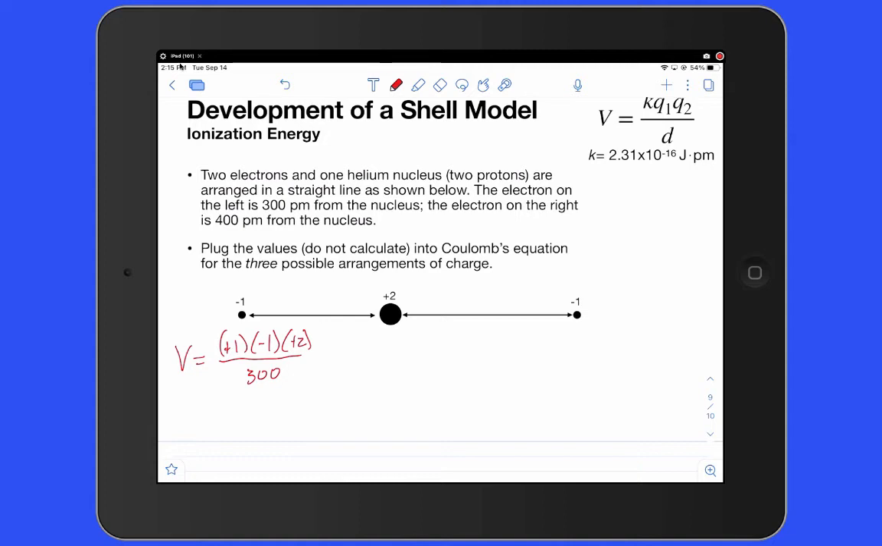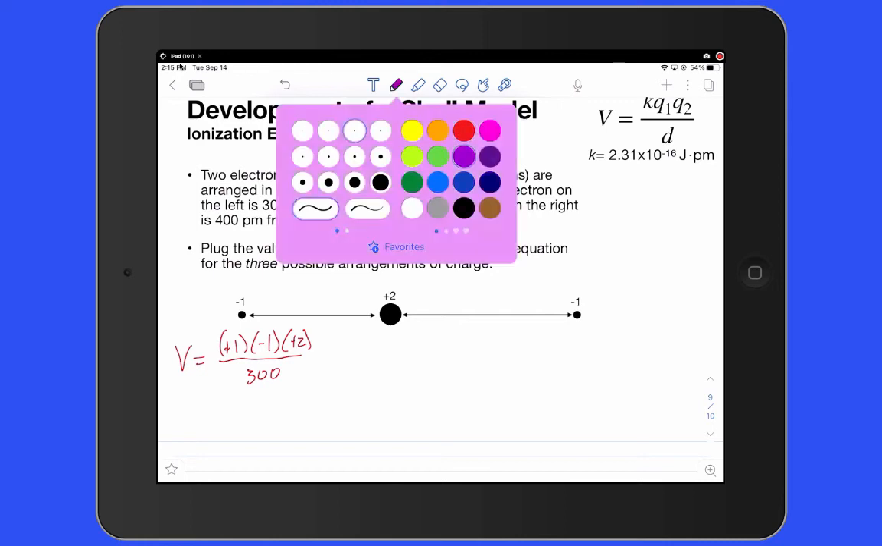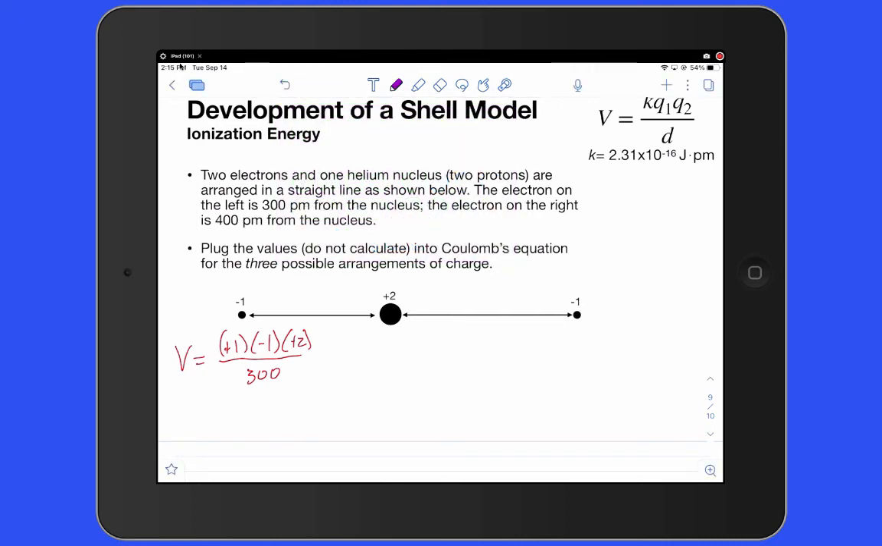Kateri, what's your choice? Which combination did you do? V equals plus 1 minus 1 plus 2 over 400. Plus 1 in parentheses, minus 1 in parentheses, and plus 2 in parentheses, and then over 400.